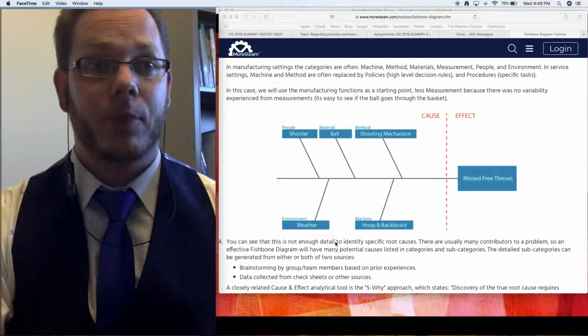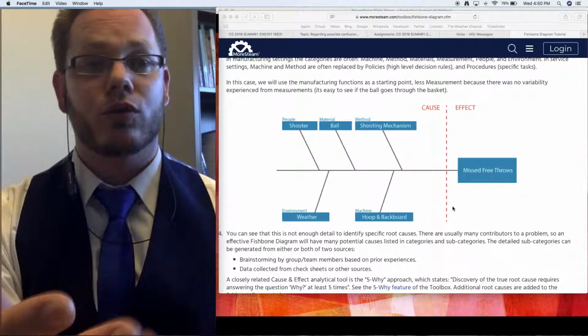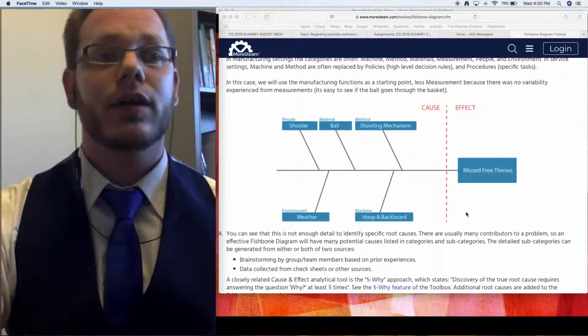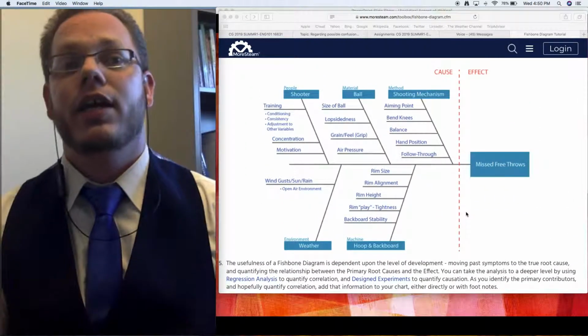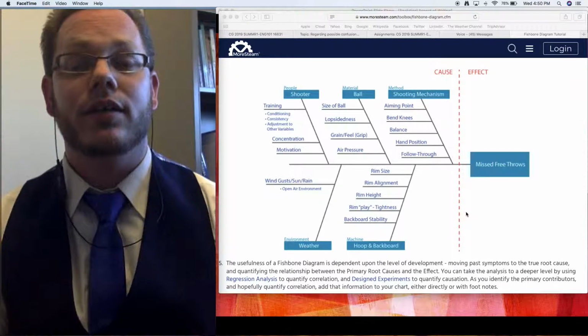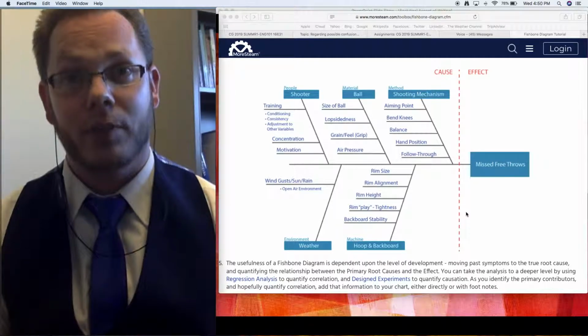Here's where the fun happens in this particular example. The idea would be that you brainstorm with group or team members based on their prior experiences. They would have different input here. And so, kablam, they come up with all this crazy stuff. And you're like, I never thought missing a free throw could be so complicated. In the words of Avril Lavigne, why you gotta go and make things so complicated?